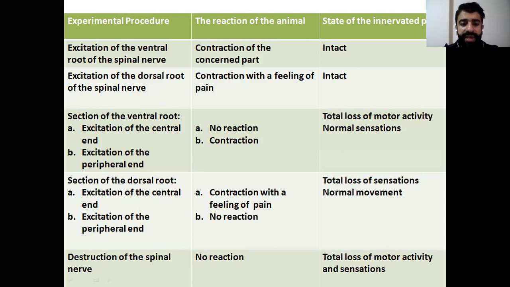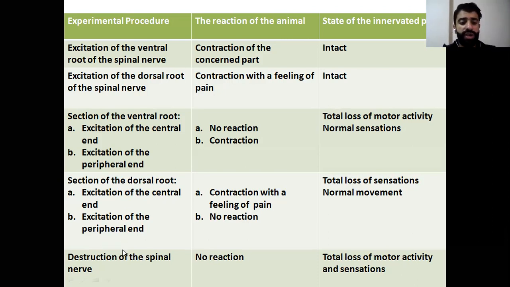Whereas with sectioning of the dorsal root and then excitation of the central end, we have contraction with the feeling of pain, meaning that the message propagates from the root toward the spinal cord, then the brain, and then to the organ. Here it moves toward the central nervous system, so it's called a centripetal manner. While excitation of the peripheral end gives no reaction, meaning that the message stopped at this part.